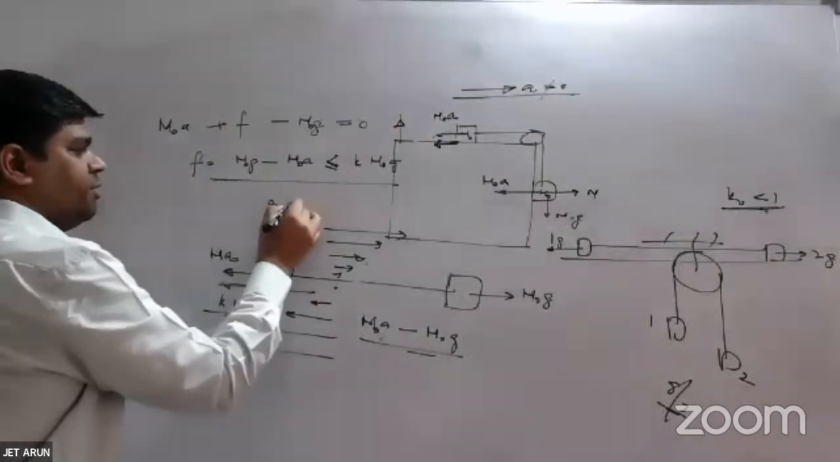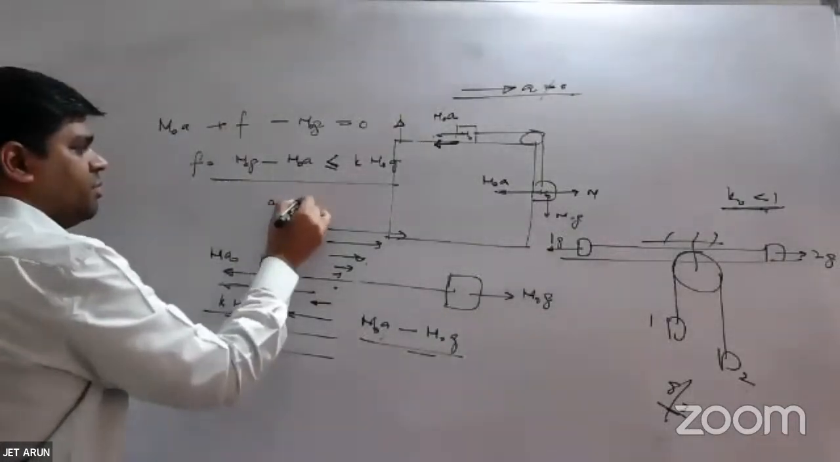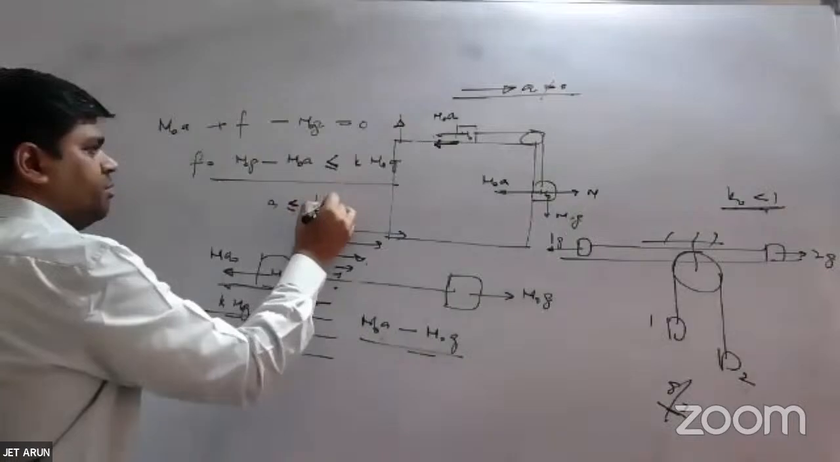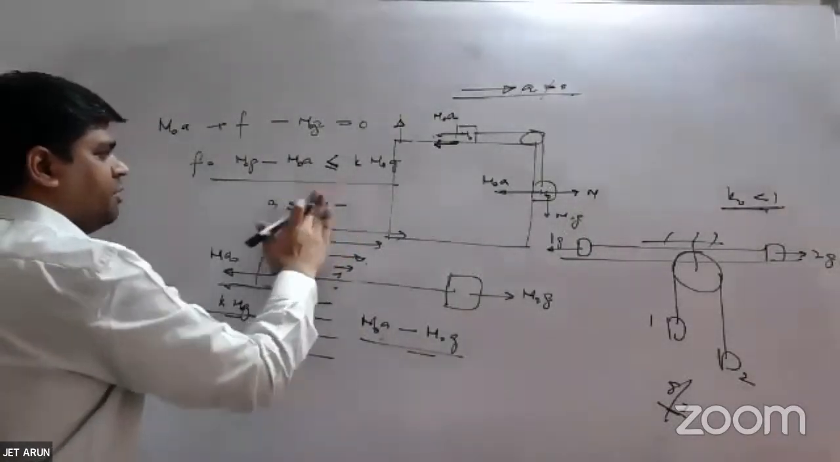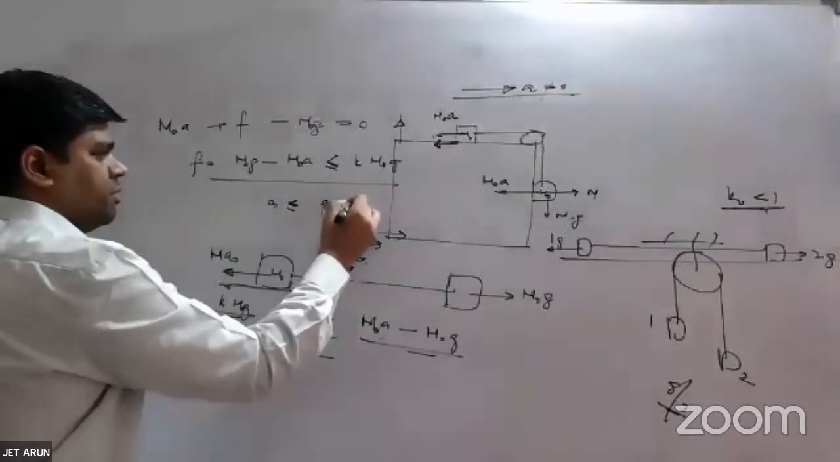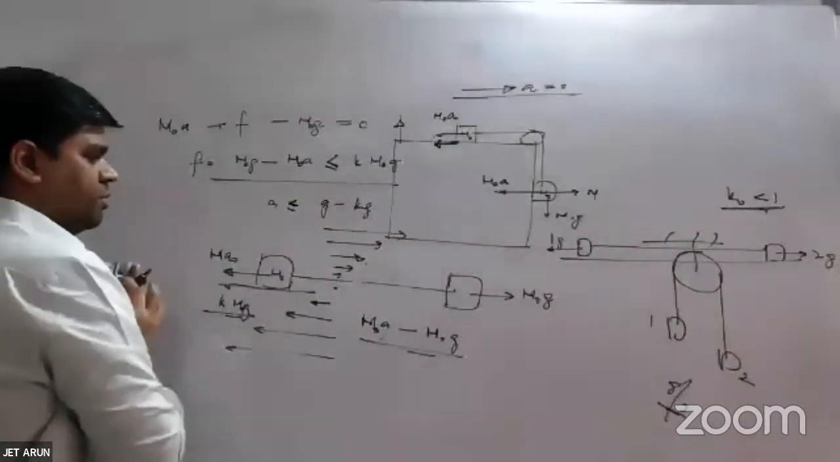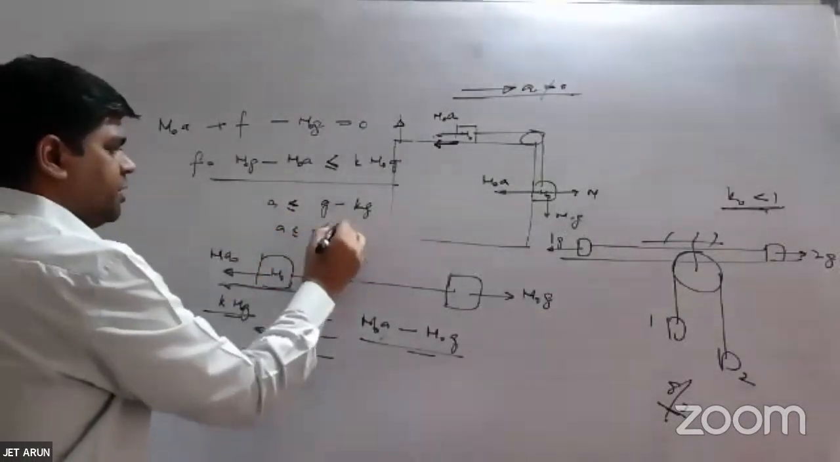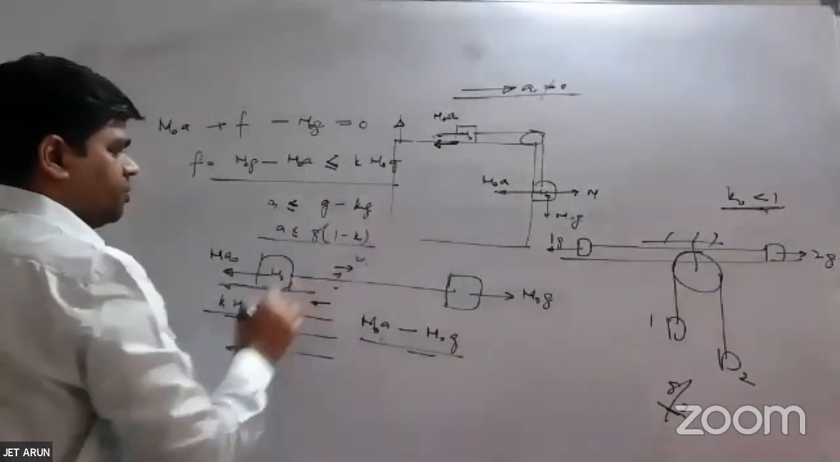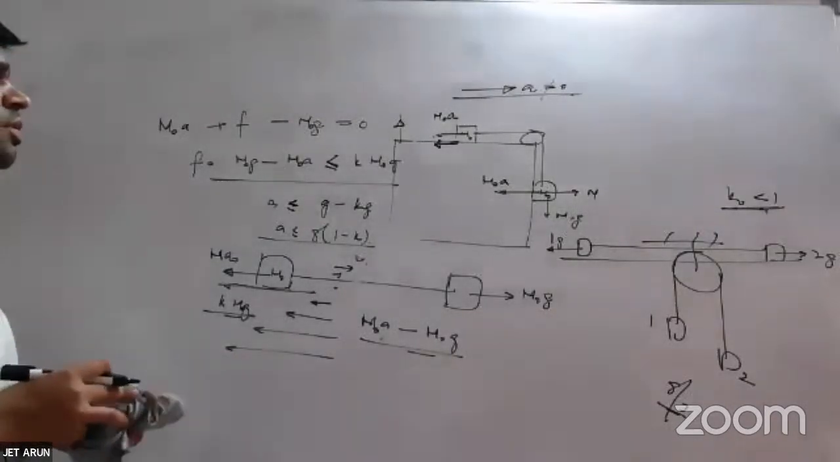A is less than or equal to mu g times, so g minus mu g. So A is less than or equal to g into 1 minus mu. So A is between 0.